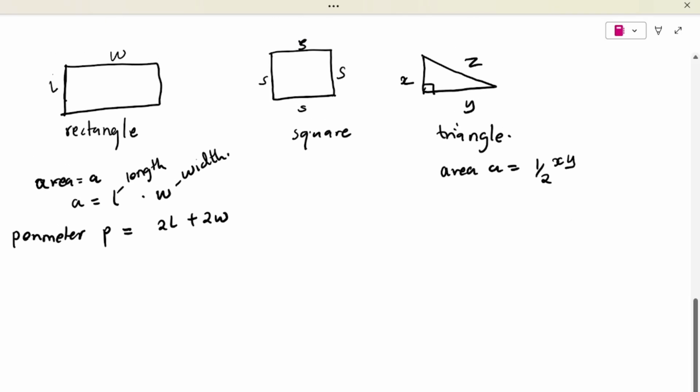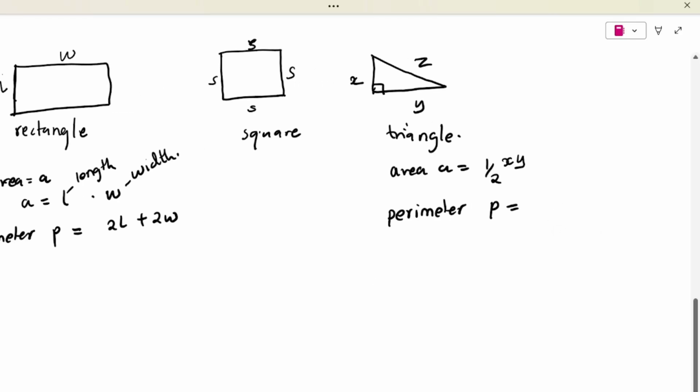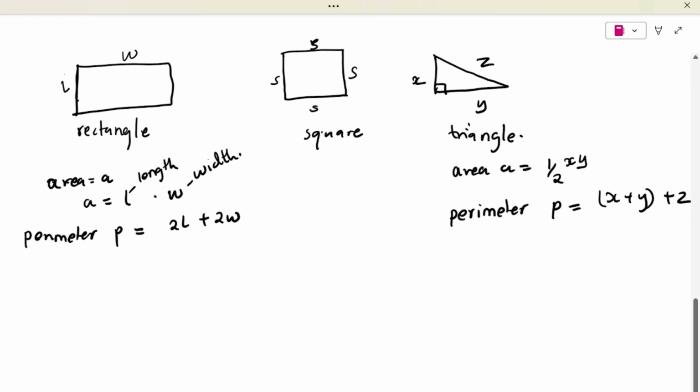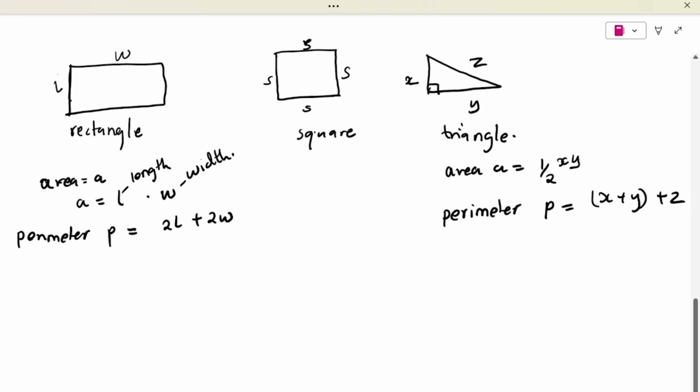And for the perimeter, my handwriting, perimeter, which is P, is equal to X plus Y plus Z. That's the perimeter.